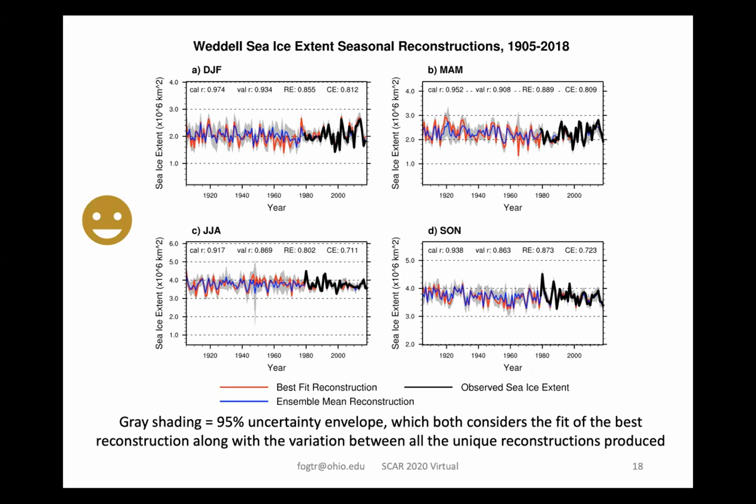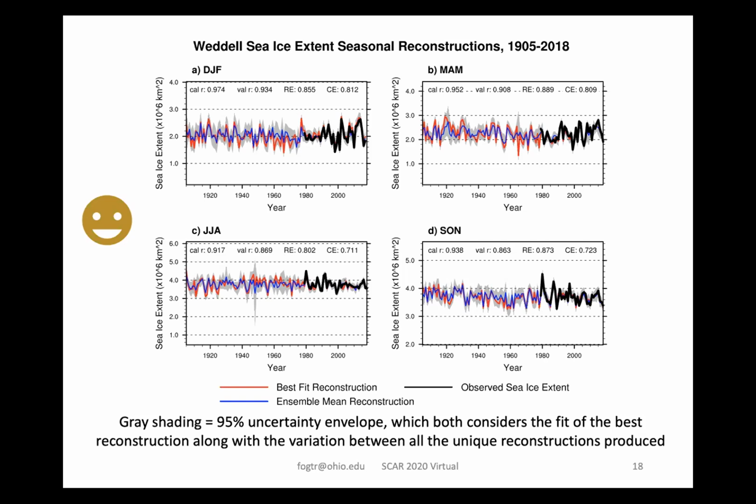The gray here represents a 95% uncertainty envelope. It considers the fit of the best performing reconstruction in red, as well as the spread of all the individual reconstructions that we produced. And so it gives you an idea of how confident we are going back into time about each individual value. It varies in time. And so the larger that gray shading is, the more uncertainty we have. The narrower it is, the more confidence we have in that particular value. And so I think we're doing pretty well here. These are correlated here in the Weddell Sea above 0.9 with the observed. And you're just using predictor values from the mid-latitudes.